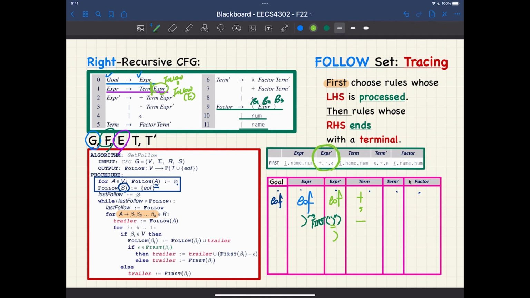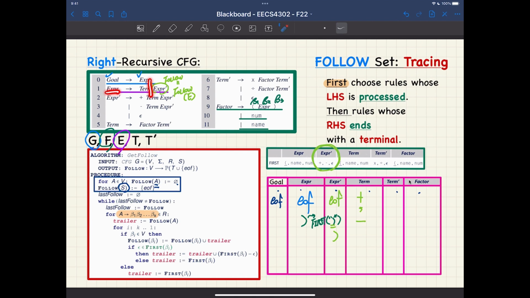Swap, would you say yes or no? Or you want me to repeat the question? How about I repeat the question? I think that's important. Let me repeat the question for everybody else. We are now calculating the follow for term over here. For sure, it's going to include the first of expression prime, which we know is plus and minus over here. Now the question is, should we also include the follow of the expression? Should we or should we not?